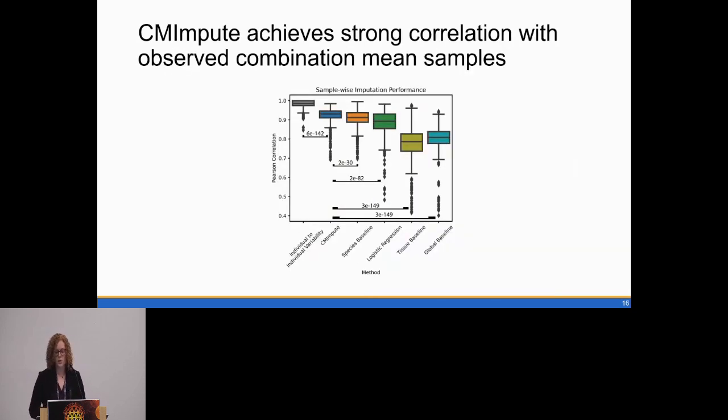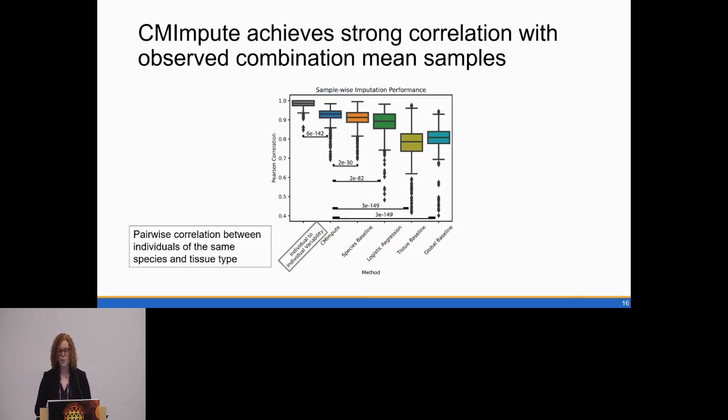Additionally, CM-impute achieves high imputation performance with an average correlation of 0.92 between observed and imputed samples across all probes. As a combination mean sample represents the mean methylation across individuals of the same species and tissue type, we show the natural variability among individuals within a combination as a reference for this performance.